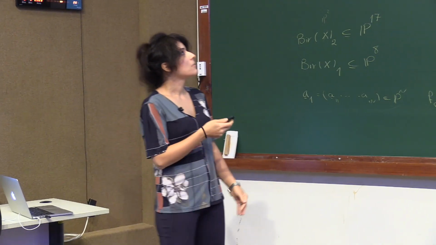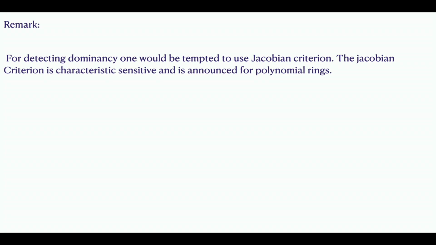But the problem is that, first, it is characteristic sensitive, and it is not valid for any characteristic. Another is that the version of the Jacobian criterion has been announced for the polynomial ring. And if we reduce to the coordinate ring by a relation, it is not necessarily valid. In general, it's not valid.